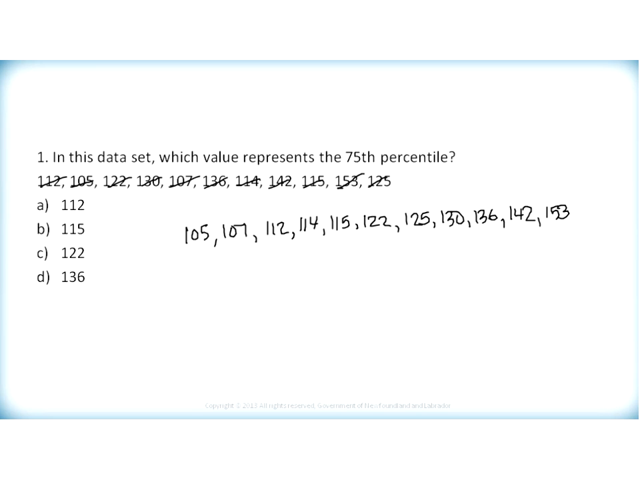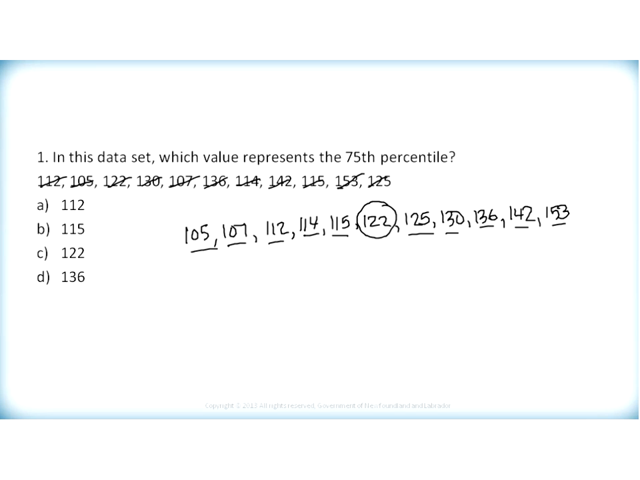So the middle term would be, like we did with median, split our data until we get to the very middle. Okay, so our median is 122. So that means that that's 50%. 50% of our data is below 122, 50% is above.